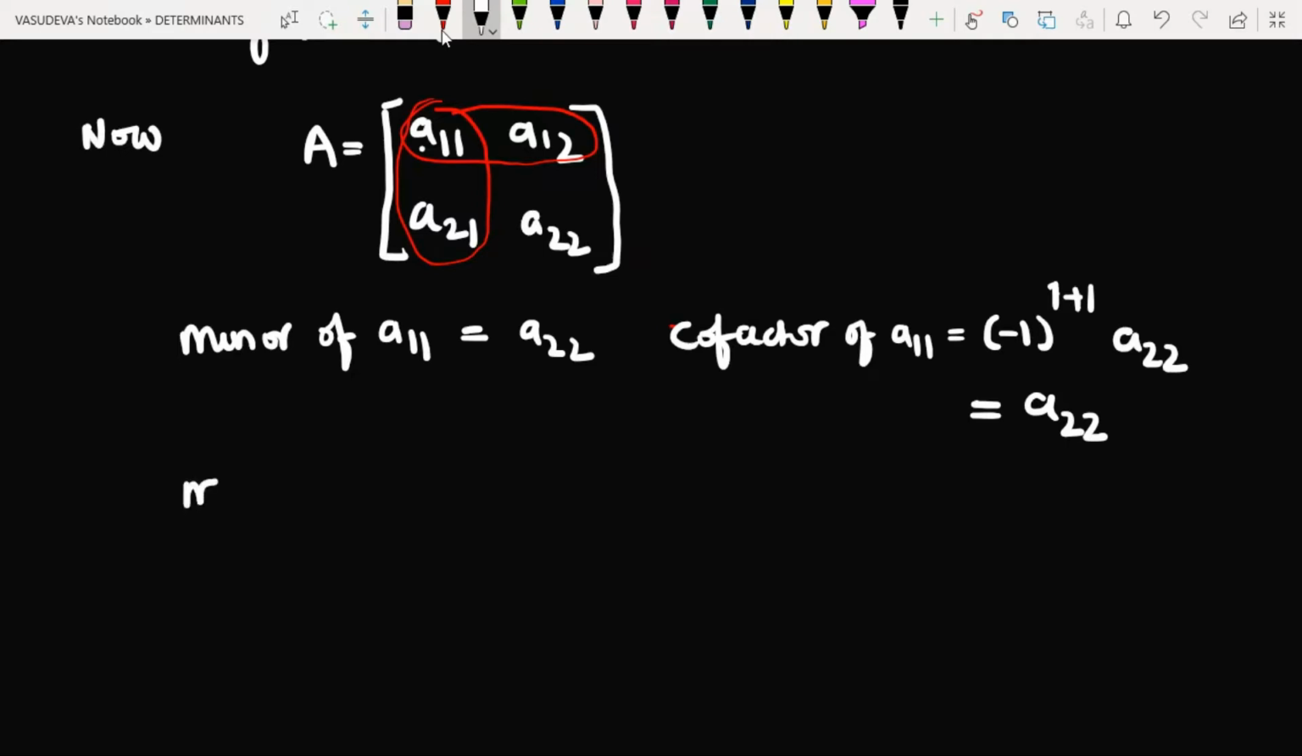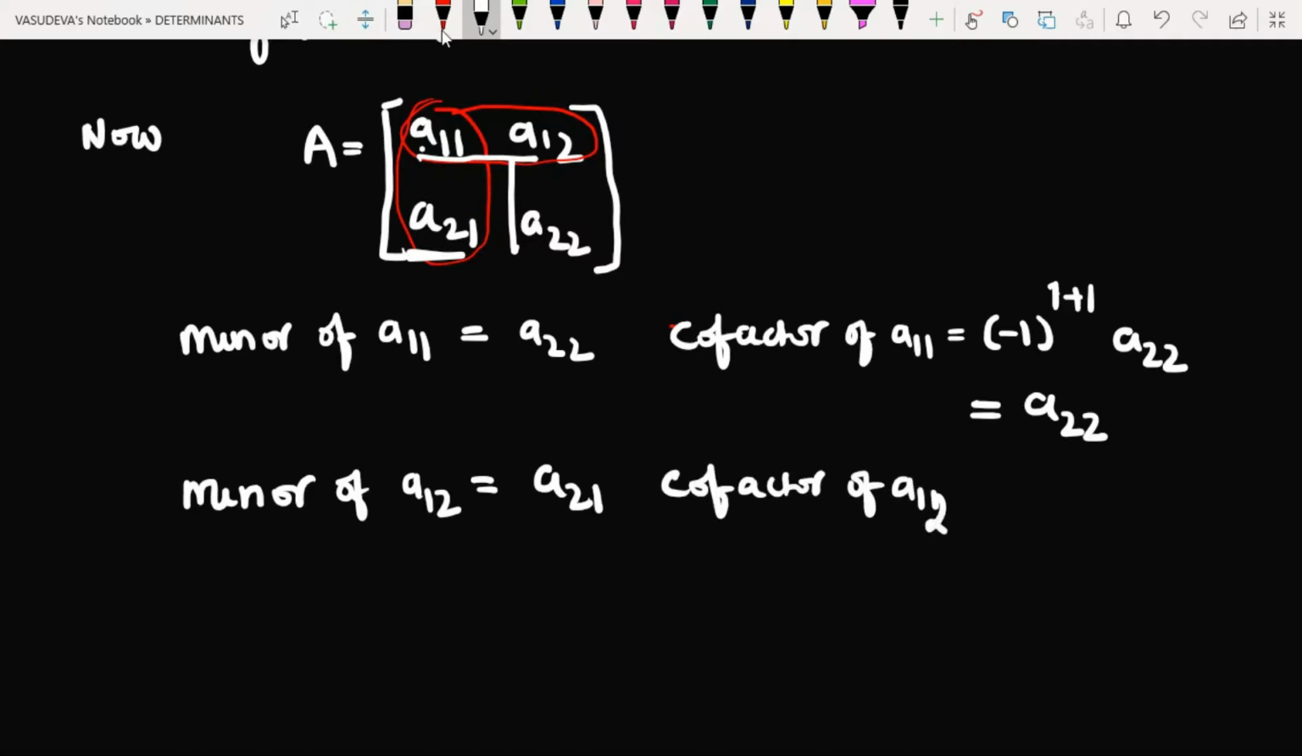Now let's find out all the cofactors. Minor of A12: leaving the elements of the first row and the second column, we have the remaining element as A21. So therefore the cofactor of A12, now we can write the sign directly. The sum of the suffixes 1 plus 2 is 3, an odd number, therefore it is minus A21, where A21 is the minor of the element A12. Now the minor of the element A21: leaving the elements of the second row and the first column, we have the remaining element as A12.